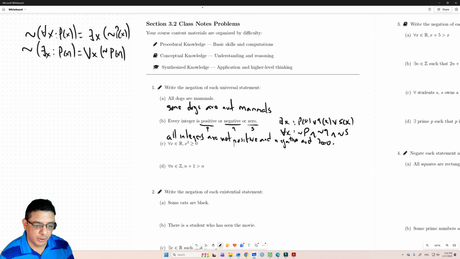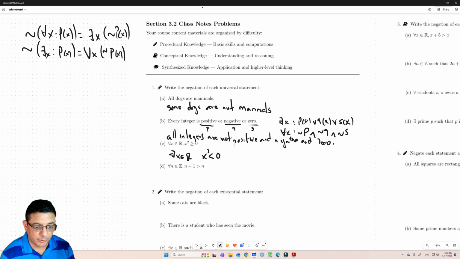Now, here we have a symbolic negation, so it's going to be a little bit easier. The negation of the for all is there exists, so there exists x that belongs to R so that x squared is less than 0. The negation of x squared bigger than 0 will be x squared less than 0.